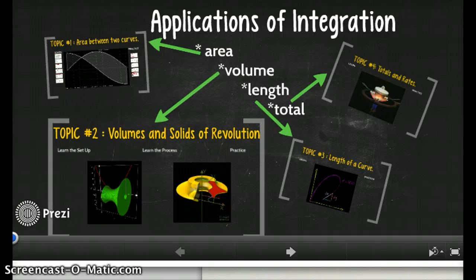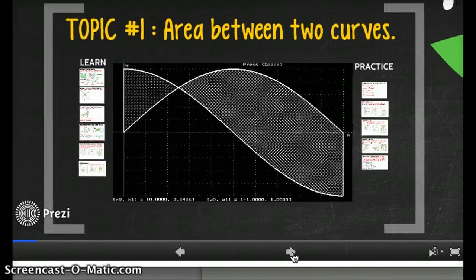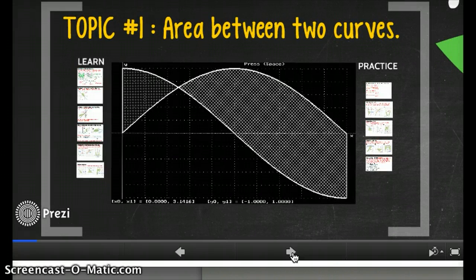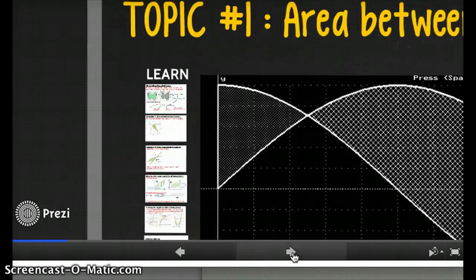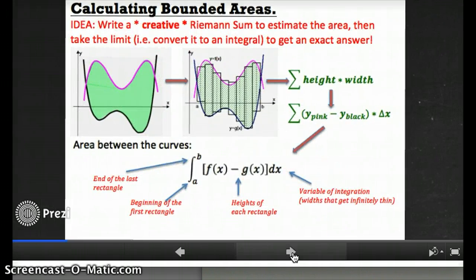To finish up the content for this course, we're going to cover 4 more applications of integration, starting today with the area between two curves. First, we're going to learn how to do this, and then you'll have a practice video next. So we talked about this a little in class.